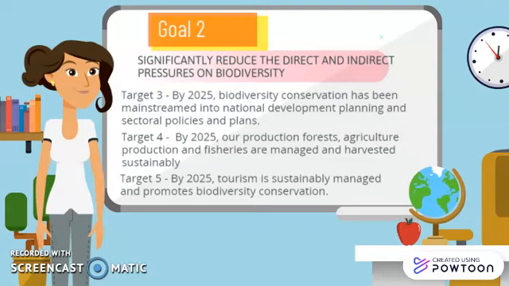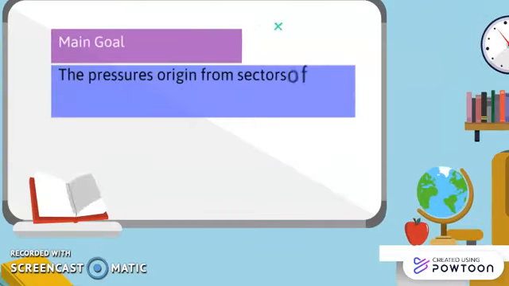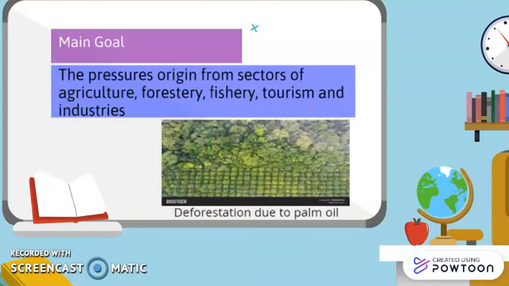All of the topics in the content are related and based on goal number 2 and all of its targets. Main goal, the pressure originating from the sectors of agriculture, forestry, fishery, tourism, and industry has a negative impact on the environment, as can be seen in the picture below, whereby deforestation occurs due to palm oil plantation.